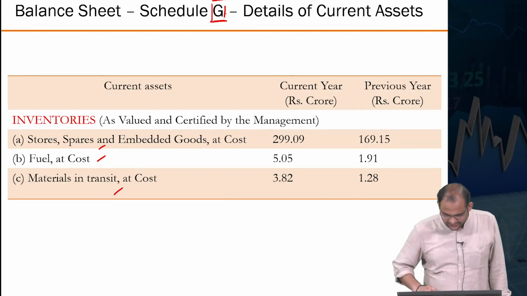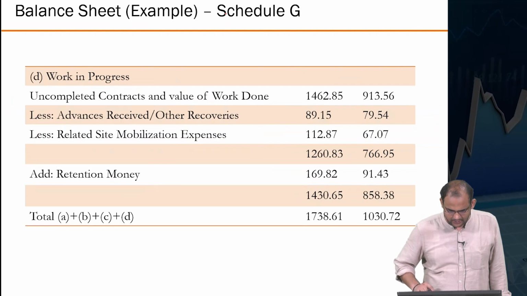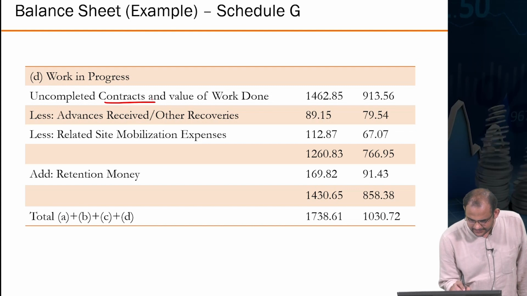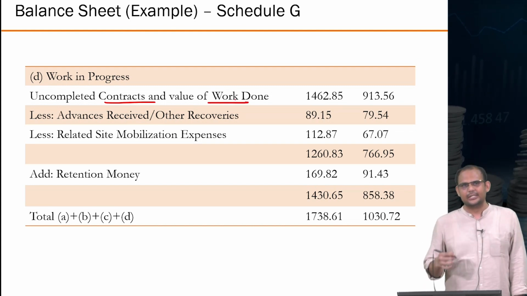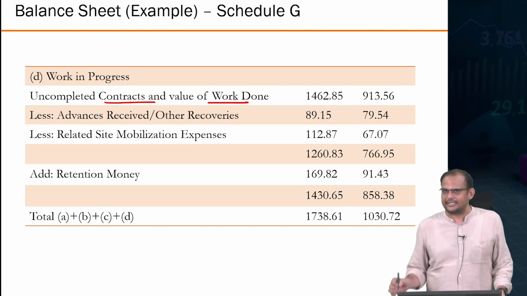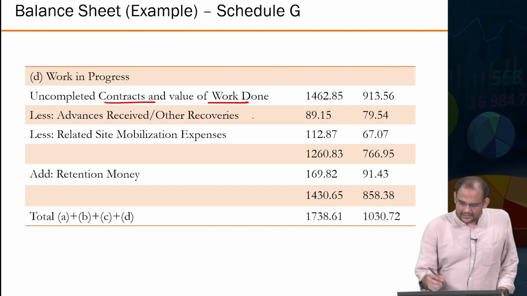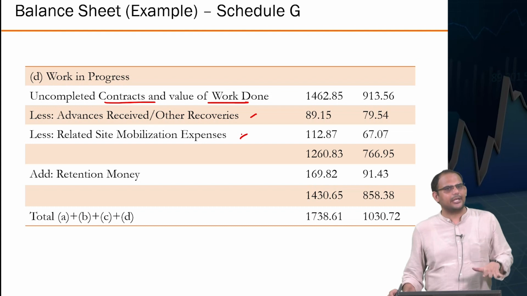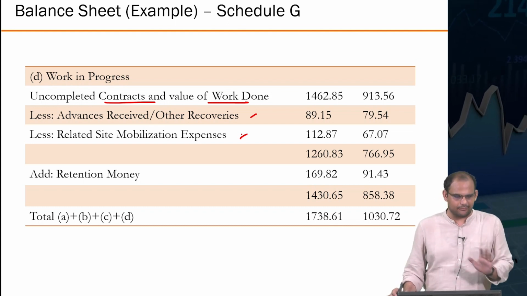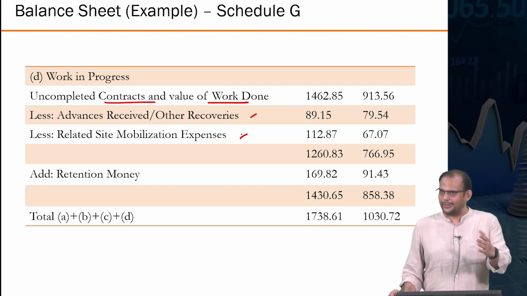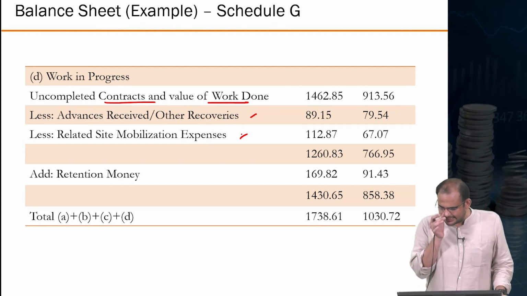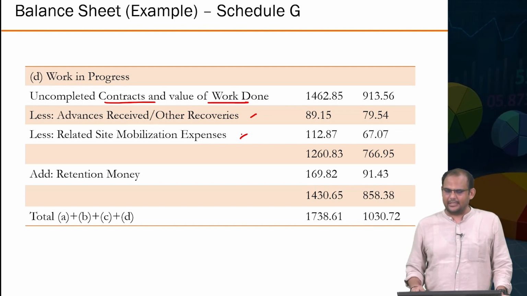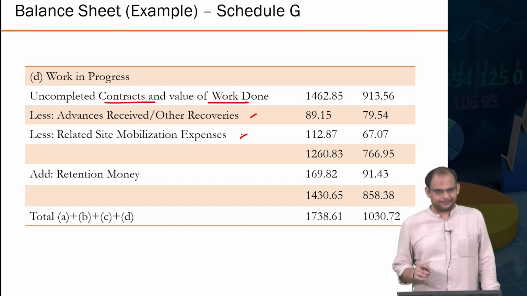In schedule G further, there is something called a work in progress. So work in progress is essentially the uncompleted contracts and the value of the work done, which will be shown on the asset side because you will receive this money. Because you're talking about the net current assets, so some money you might have already received and all those you have to subtract and show it here. So all these things are just an example. You don't have to memorize all these numbers, but yeah, I'm just giving a detailed example.